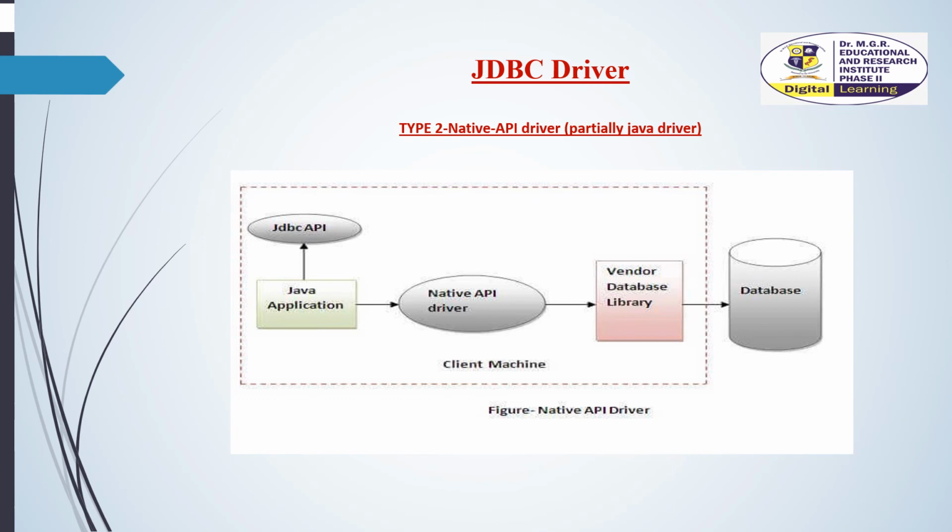Here the next diagram shows the type 2, that is native API driver. Here the native API driver uses the client-side libraries of the database. Here it is given as the vendor database library. So the driver converts JDBC method calls into a native calls of the database API. So it is clearly given in the diagram.